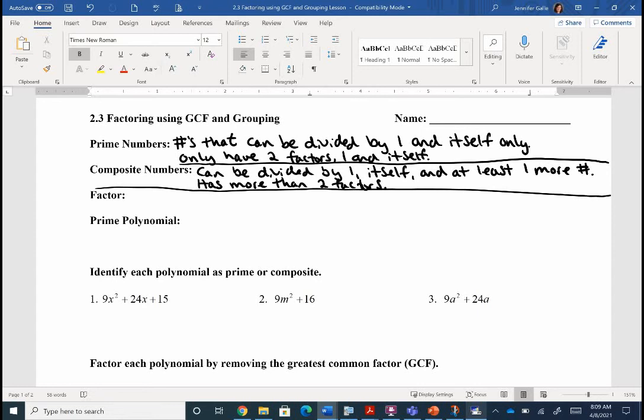And just like when we looked at the definition of prime numbers and composite numbers, we looked at it from 2 different standpoints. What it can be divided by and what can be multiplied together. So we're going to also define factor in that same way. Factors are numbers multiplied together to get a specific number.